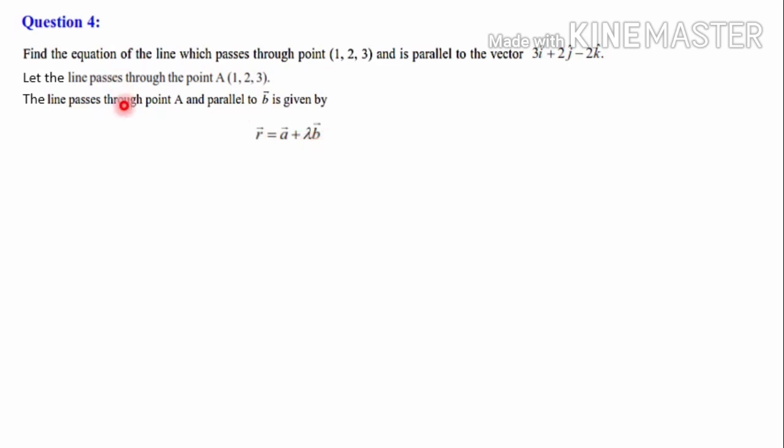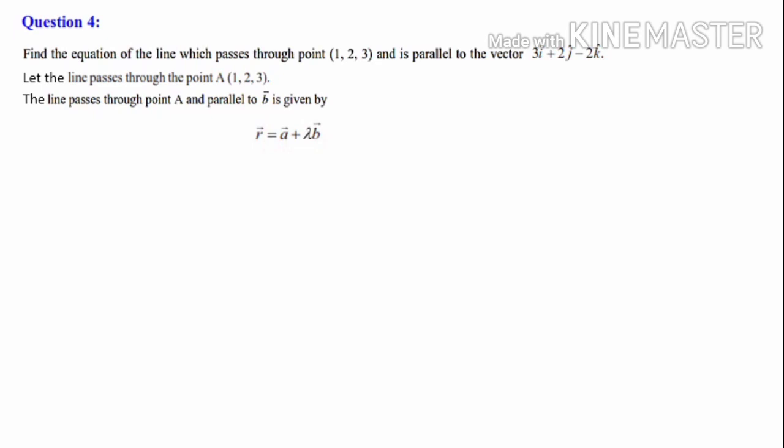These two steps, if it is not necessary, no need to write. If you feel inconvenience, no need to write. Directly also we can write the answer. It's not a problem. So let the line pass through the point A. We have taken simply one alphabet A, that is the passing-through point. Then vector B is the parallel vector. Vector R is equal to A plus lambda B is the formula.